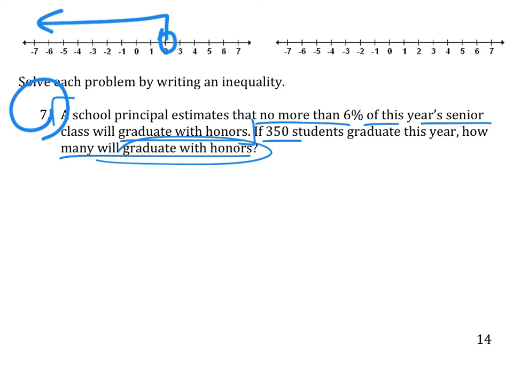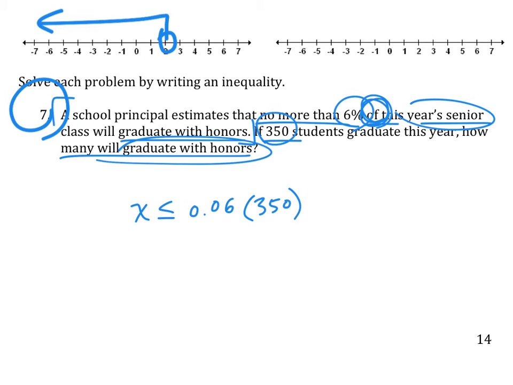The principal says no more than, so the people who are graduating with honors is no more than 6%. Let's remind ourselves, what is 6% in decimal form? That is 0.06. Of, remember from the previous section, what does of mean? Multiply. This year's seniors, they're all graduating. So how many seniors are graduating this year? 350. So then you solve that, x is less than or equal to 21. So at most, 21 people will graduate with honors.